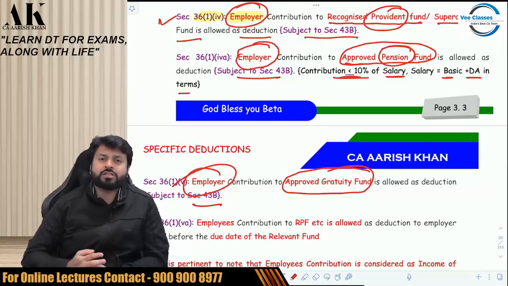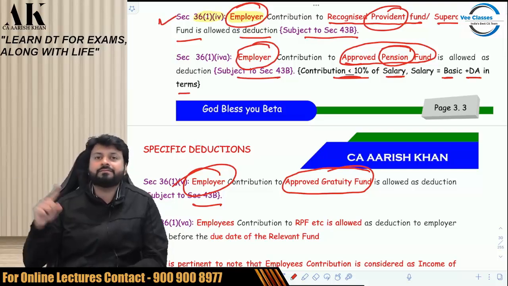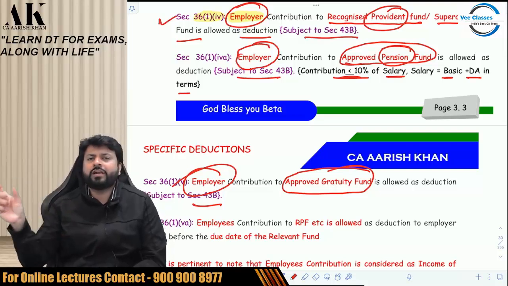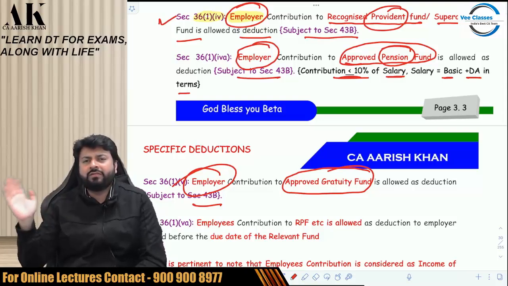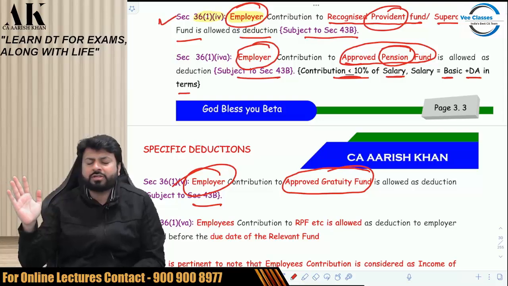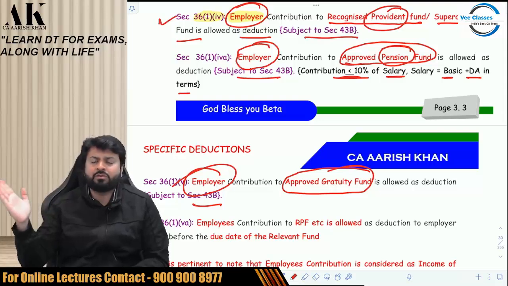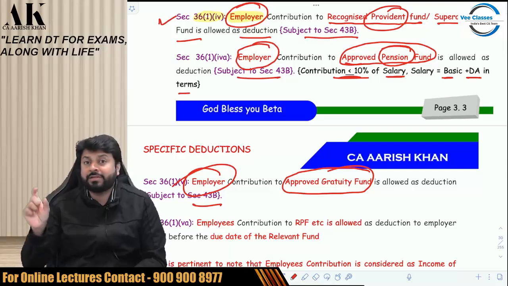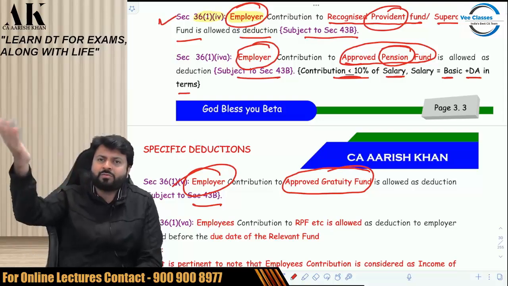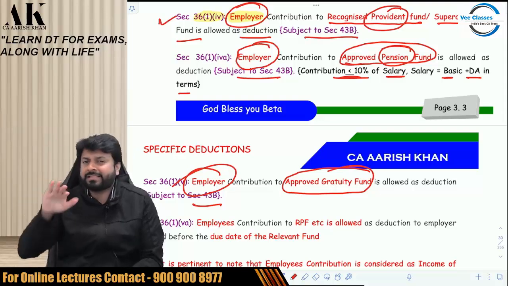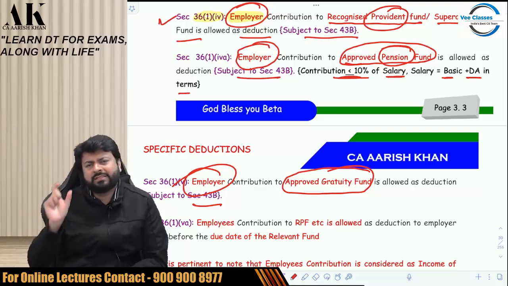So the three contributions which are made by employer. First, if you see on the debit side of P&L, employer contribution to recognized provident fund, allowed. Employer contribution to superannuation fund, allowed. Employer's contribution to pension fund, allowed, but subject to 10% of salary, not more than that. Up to 10% of salary allowed. If it is more than 10% of salary, it is not allowed. Excess amount will be disallowed. 10% would be allowed.